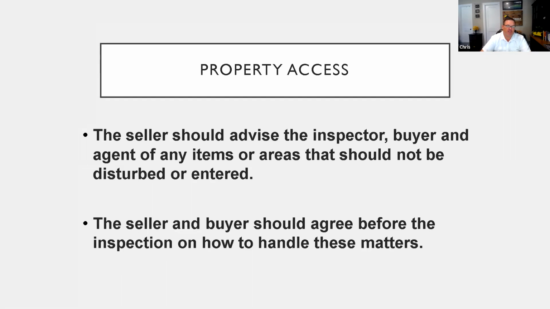The selling agent should advise the inspector. We try to reach out to the selling agent on every single order we do to figure out how to gain access, whether it's a lockbox. Of course, we have super keys. If you're working with a home inspector who still thinks they don't need a super key, you probably should be looking for another one.